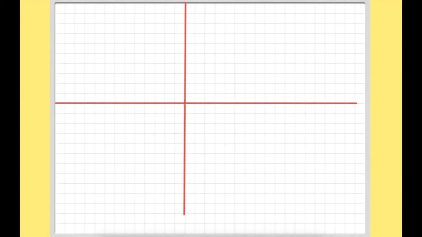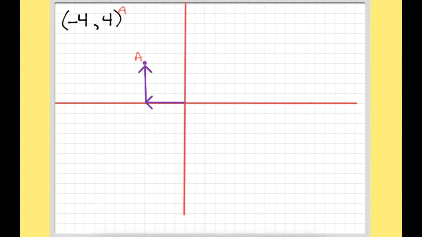Let's plot a few points. First one is -4, 4. So we start by going 4 spaces in the negative x direction. Then we go 4 spaces in the positive y direction. Puts us right here. So let's label that. We'll call it A.